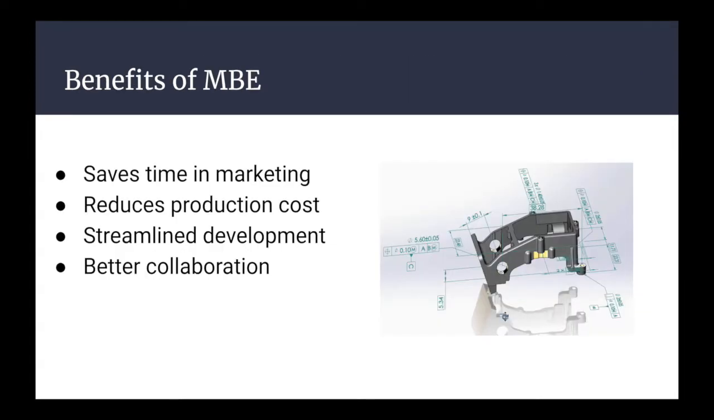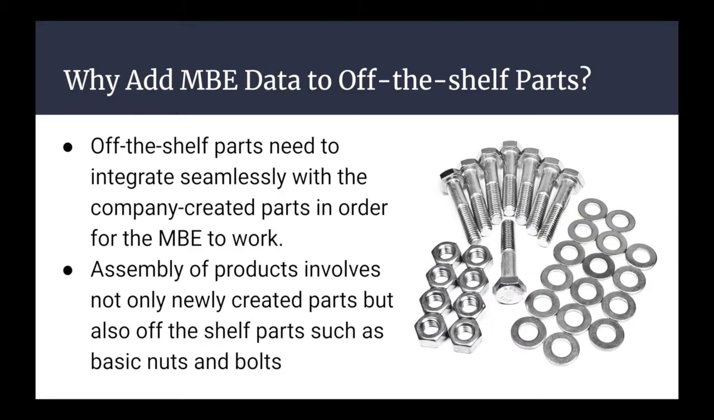There are many benefits of implementing the MBE system, but they can be summarized down to these 4 key benefits. MBE saves time in marketing. It also reduces production costs by improving the design and fabrication of the tools used for production. Streamlining the whole development process by cutting down the assembly hours and minimizing the necessity for reworks is also one of the benefits. Improving collaboration between the engineers is also another significant benefit of having an MBE system in any large corporation. Now, why add MBE data to off-the-shelf parts?